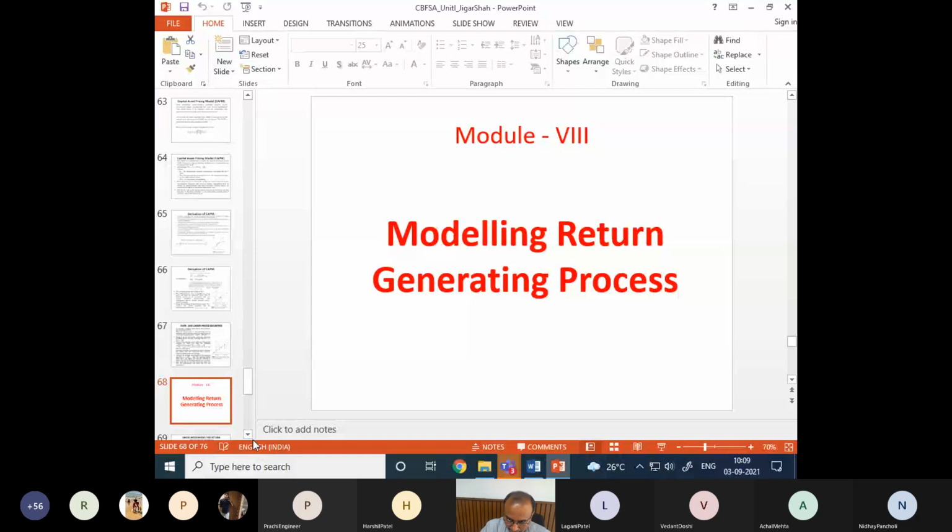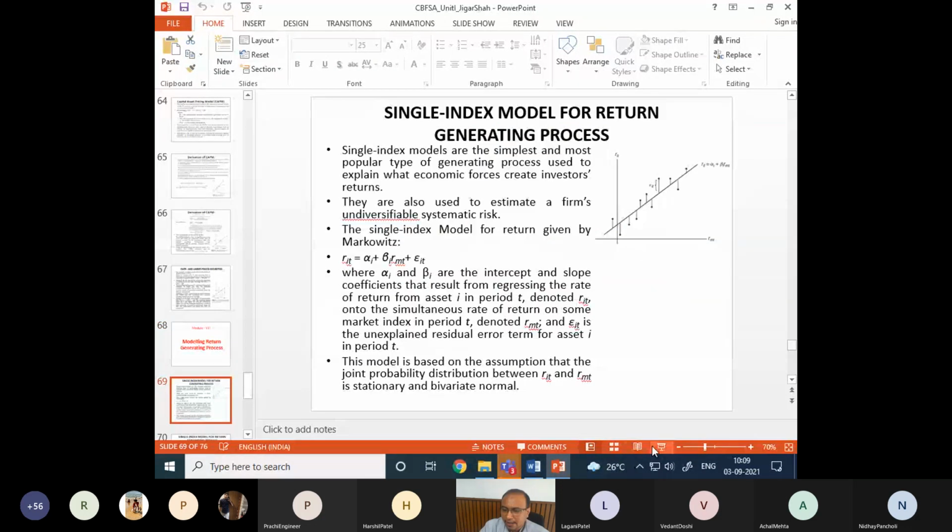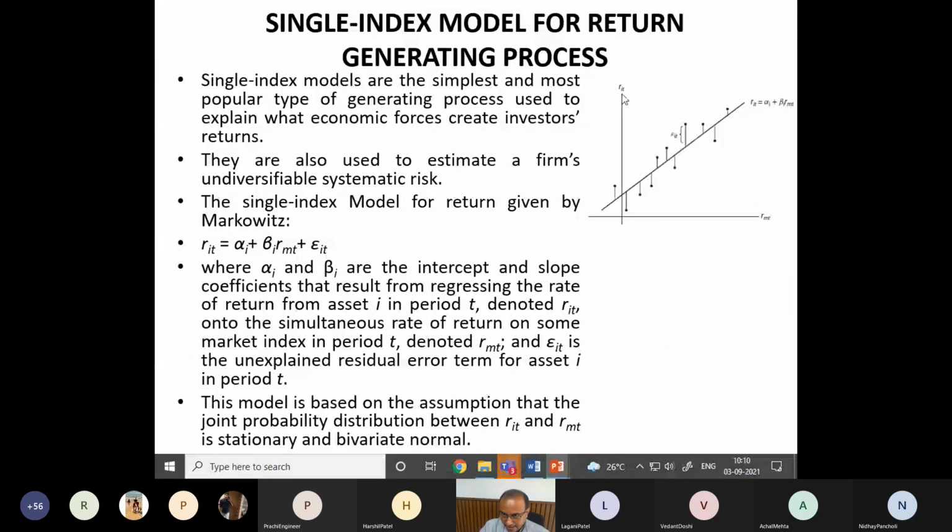Then we have seen a modeling of the return generating process. We have the return from the market and the return from an individual security which is part of the market: RIT and RMT. RMT is the return from the market at some time T, and RIT is the return from individual security I in the same time frame T. If I have that data, I have the market return and, at the same instant, the return of the security. If I mark these points on a two-dimensional space, I get some random points like this.